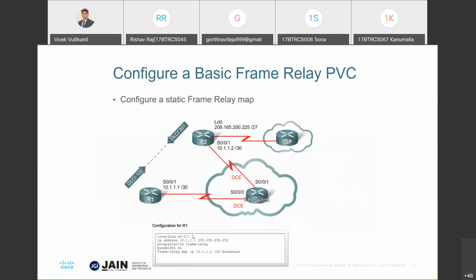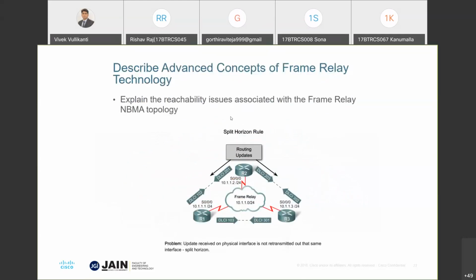And the exchange or mapping of DLCI, or let's say the commands. So we said encapsulation frame relay, bandwidth, and frame relay mapping. This also we have covered in the simulation, frame relay map. And explain the reachability issue associated with frame relay. So this topology, don't worry, just try to understand. If you don't map it properly, you may end up having a routing loop. So that is one of the issues. So that's where we use the split horizon rule. Don't worry. All right, so that the map should happen properly and routing loops have to be avoided.